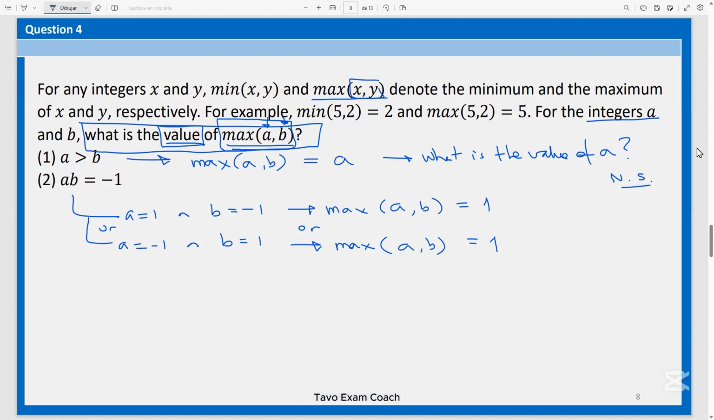What is the value of max of A and B? It's 1, only if A times B equals -1. So this is a unique answer. Statement 2 alone is sufficient. A correct answer choice would be the second option.